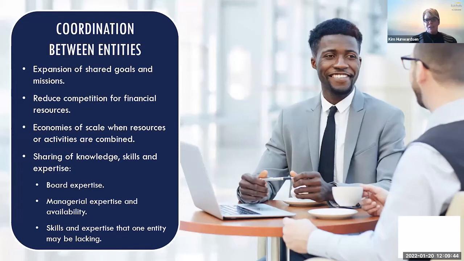Economies of scale. You know, we're starting to see more organizations that are sharing space, that are sharing other types of resources, maybe sharing knowledge, skills. Maybe two organizations can't both afford to have the level of a CEO or executive director, and so they decide to share that. So those types of coordinations can be very informal, or they can result in a more formal structure.